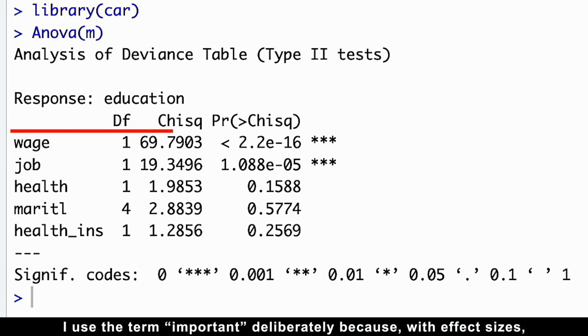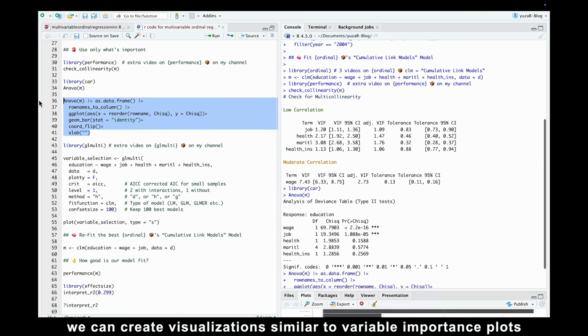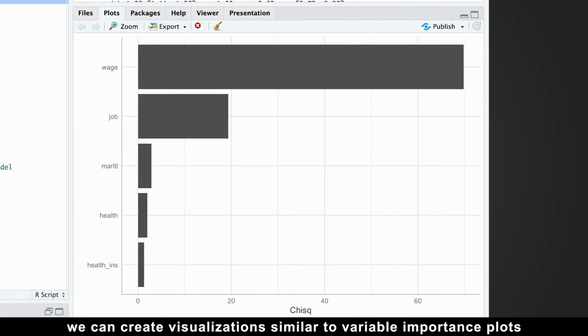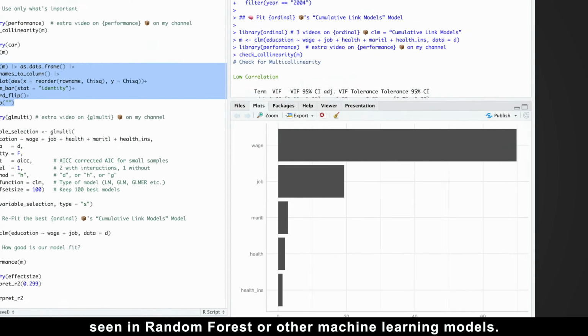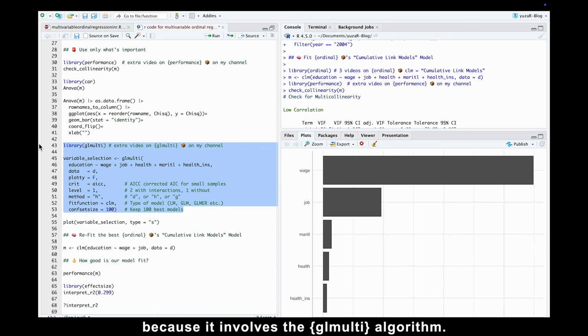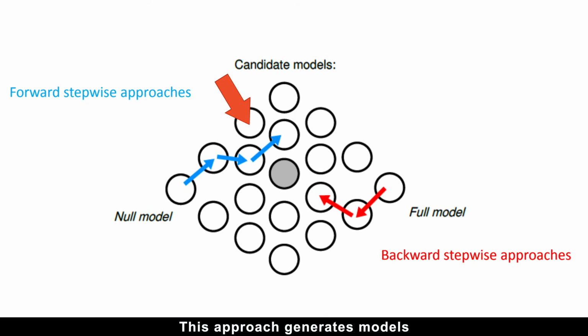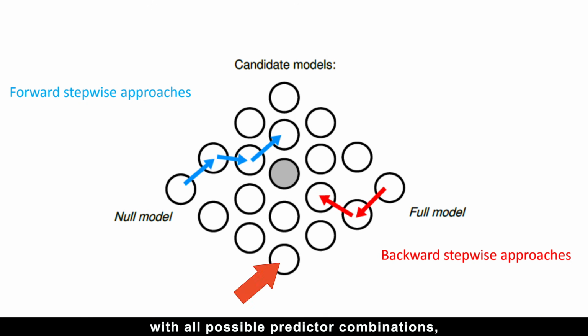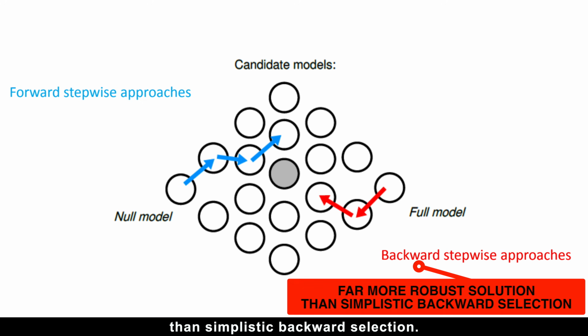I use the term important deliberately because with effect sizes we can create visualizations similar to the variable importance plots seen in random forests or other machine learning models. The second method is even more powerful because it involves the glmulti algorithm. This approach generates models with all possible predictor combinations, offering a far more robust solution than simplistic backwards selection.